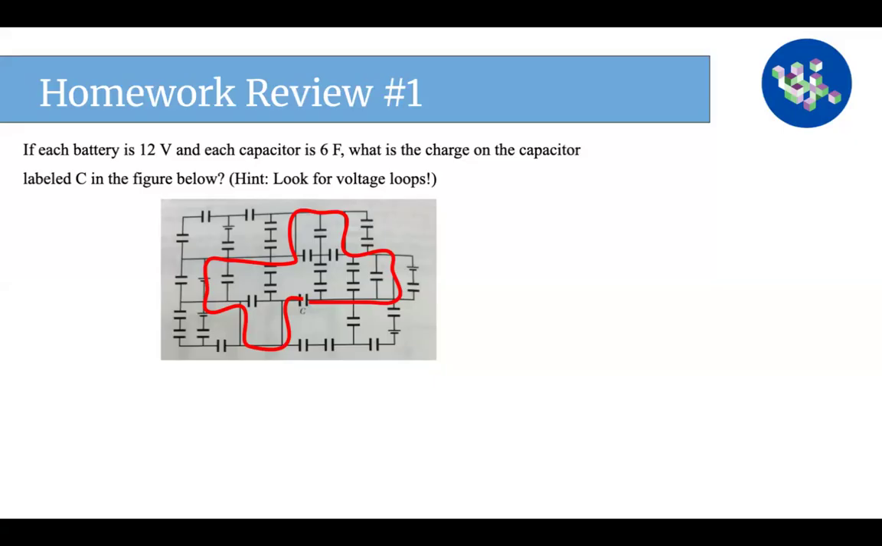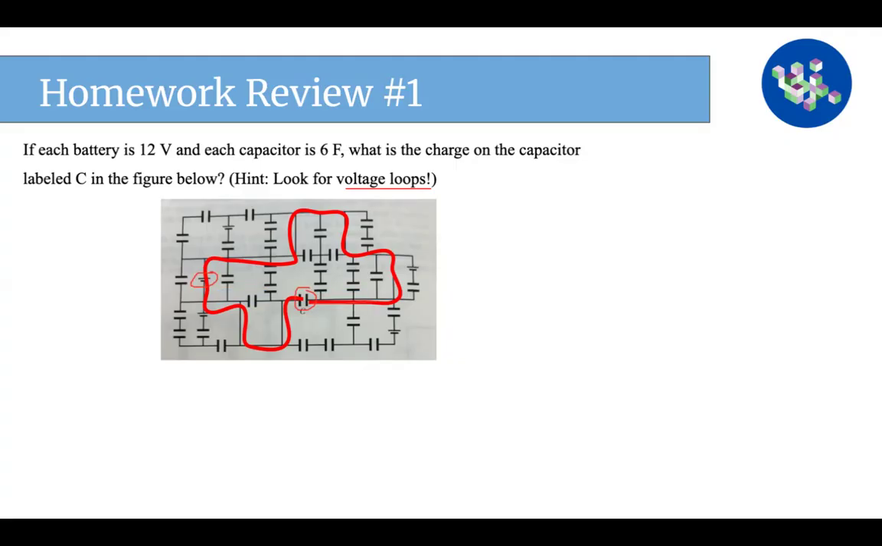This first problem is kind of a trick problem. It's a very useful technique for advanced electromagnetism also, and this is a simple case of it. We have a 12-volt battery and six farad capacitors. To find the charge on capacitor C, we apply the voltage loop rule. We take this loop that I drew here in red, and you see that it only has this battery and this capacitor.